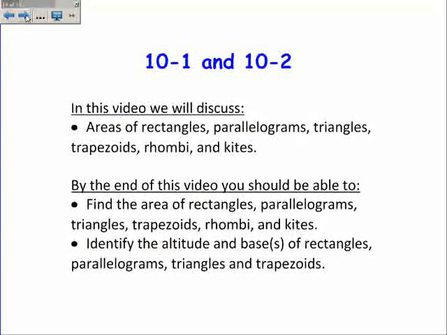Okay, in this video we talked about the areas of rectangles, parallelograms, triangles, trapezoids, rhombi, and kites, finding those areas and also identifying altitudes and base or bases of different shapes.